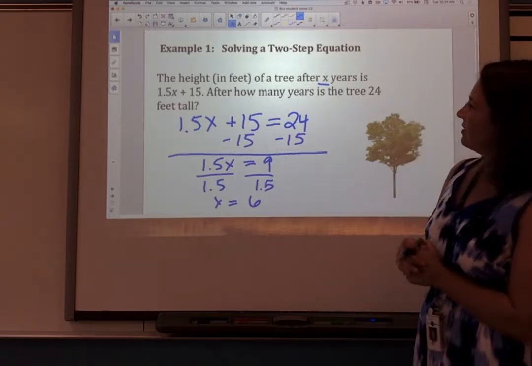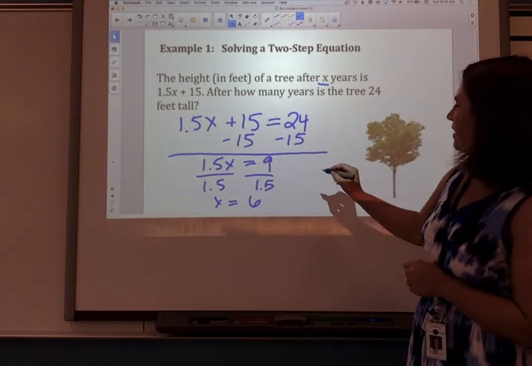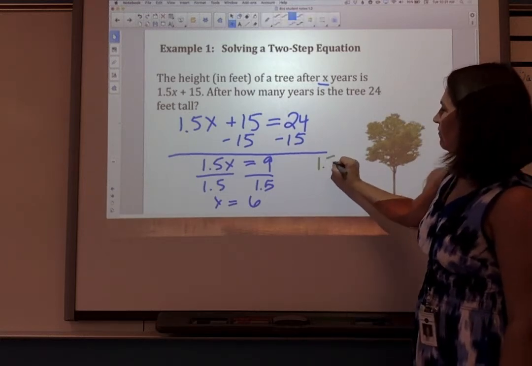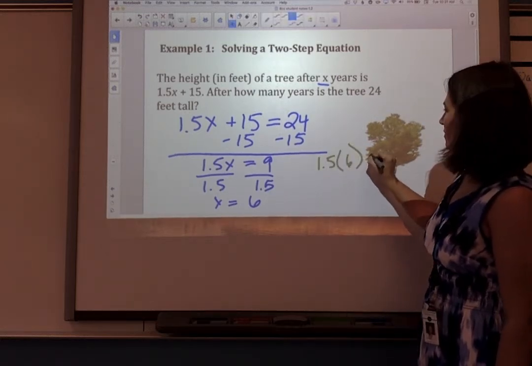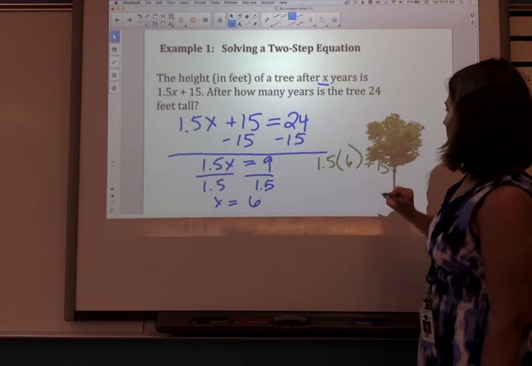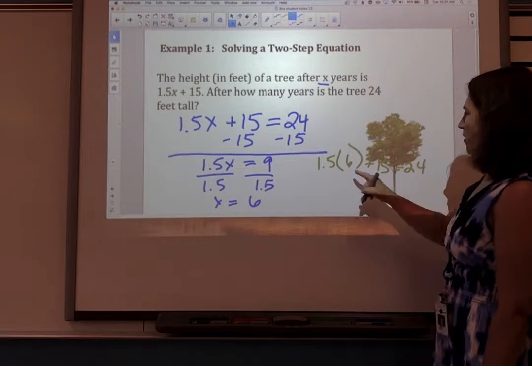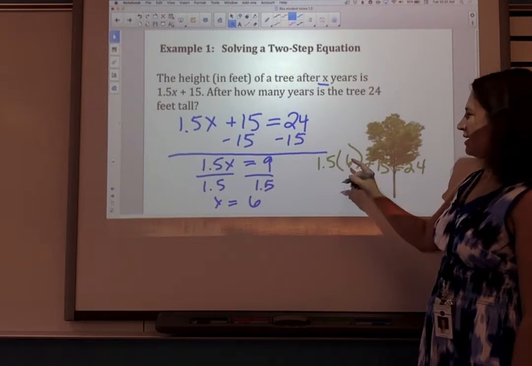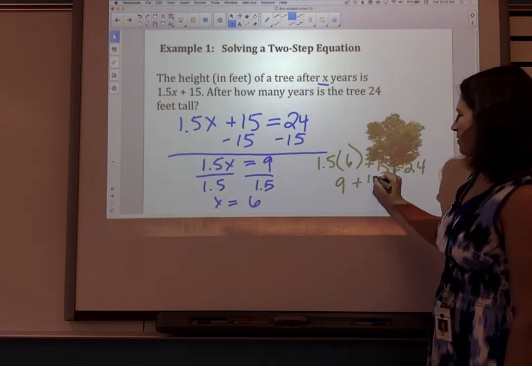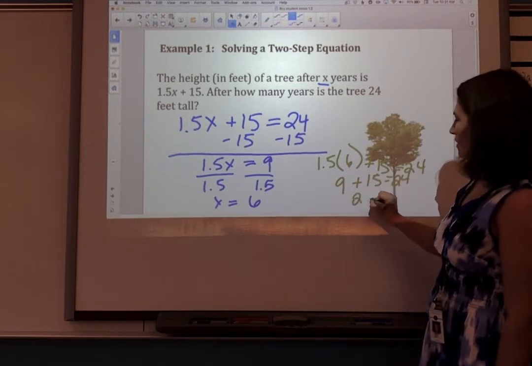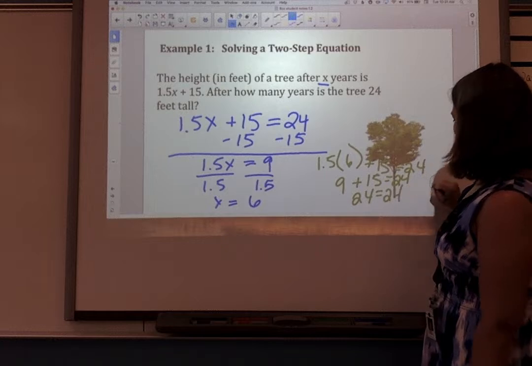Does it make sense? Let's do a little bit of a check, and I'm going to use a different color. So 1.5 times 6 plus 15. We're going to see if that's equal to 24. 1.5 times 6 is 9. 9 plus 15 is 24. 24 is equal to 24. So we did it.